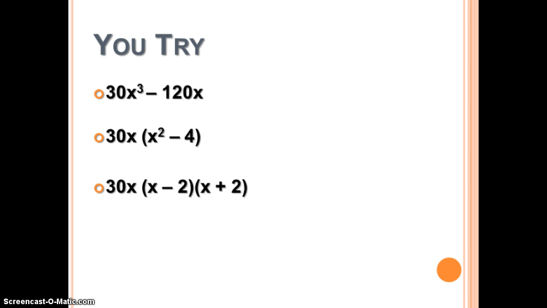Here's one for you to try. 30x cubed minus 120x. So we can pull out a common factor of 30x. And we're left with x squared minus 4, which we can now use our difference of perfect squares. So we have 30x times x minus 2 times x plus 2 as our final answer.